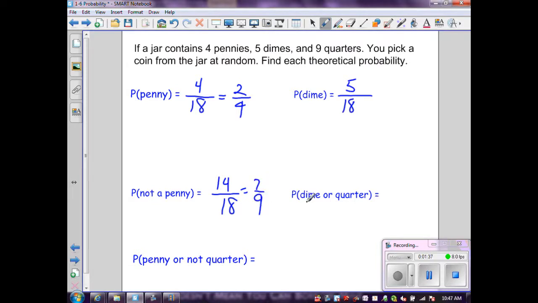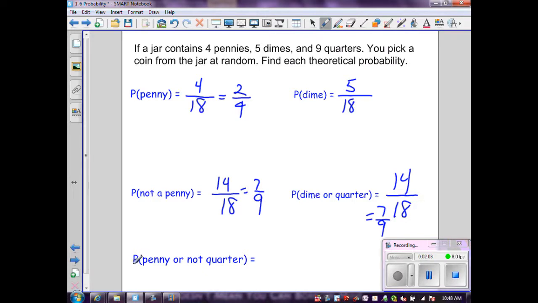What is the probability of selecting a dime or a quarter? Here, I have a total of 18 possible outcomes. Selecting a dime or a quarter is 14. When I simplify, that's going to be 7 over 9. So notice the last 2 problems are exactly the same. They're stated differently, but they're asking for the same solution, or basically the same event.